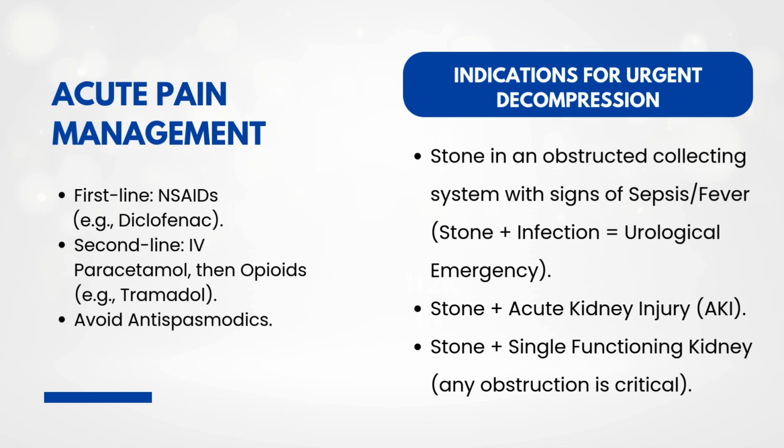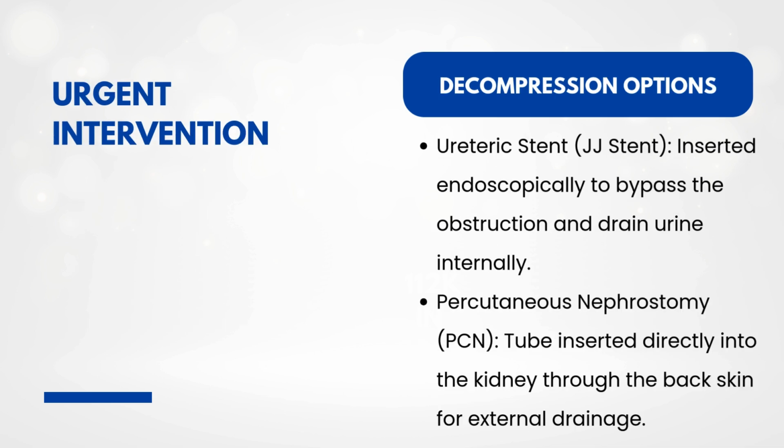Urgent decompression is required for complicated stones, specifically when there is an obstructed collecting system with fever or sepsis, or with acute kidney injury, or if the patient has a single functioning kidney and hydronephrosis. The management options for decompression are ureteric stent, also known as a JJ stent, which is a tube inserted from the kidney to the bladder, or percutaneous nephrostomy, or PCN, where a tube is inserted directly into the kidney through the skin on the back.